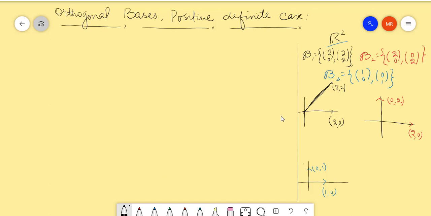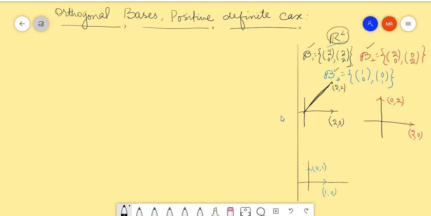Welcome. In this video, I discuss orthogonal bases, positive definite case. Before going to the general case, I discuss the example of R2. For R2, I consider three bases as beta 1, beta 2, and beta 3.